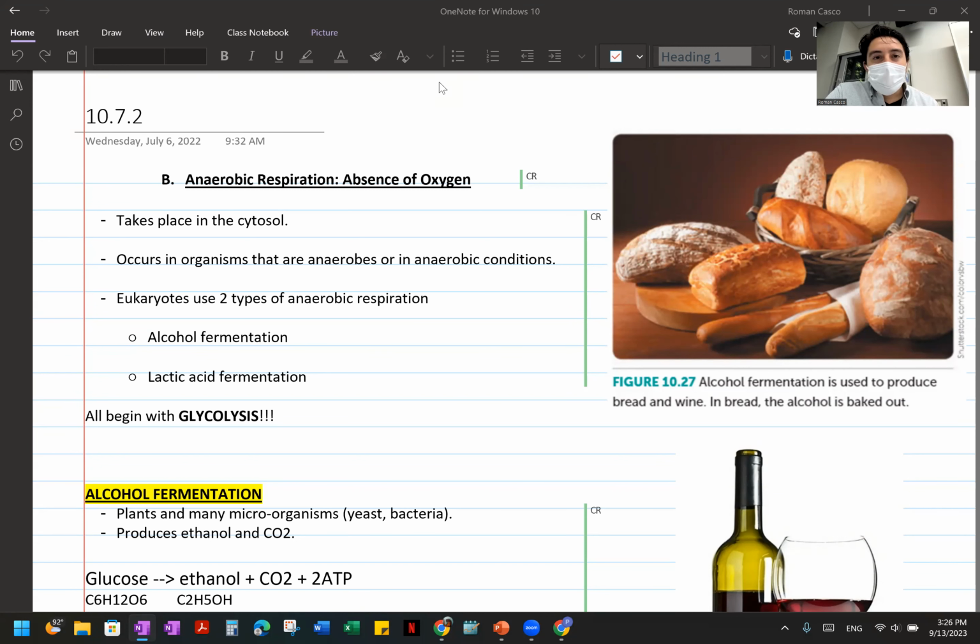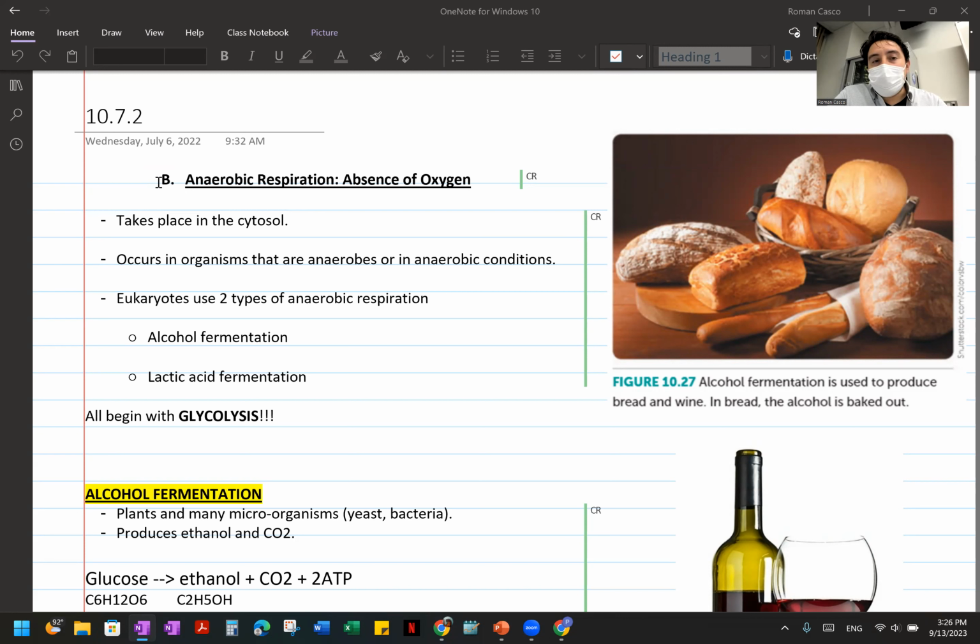All right, everyone. So in this video, I'm going to continue the discussion on cell respiration. In the previous recording, I was talking about cellular respiration and, moreover, aerobic respiration. So if you notice, there's a letter B here. Aerobic respiration was letter A, or point A, which was divided into glycolysis, pyruvate oxidation, the Krebs cycle, and then the electron transport chain.